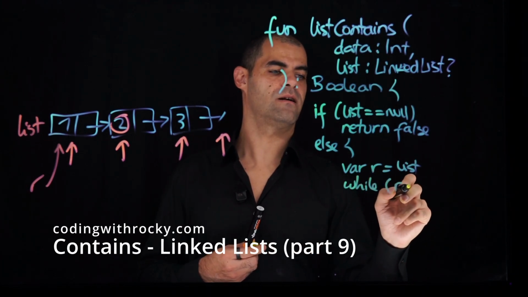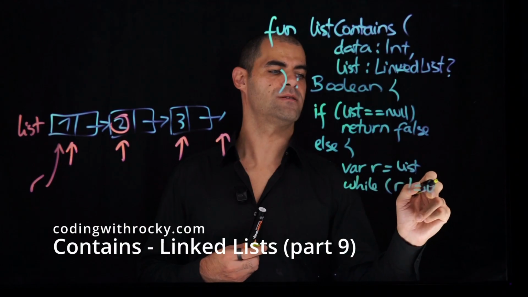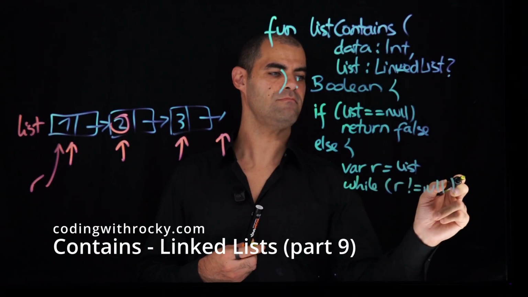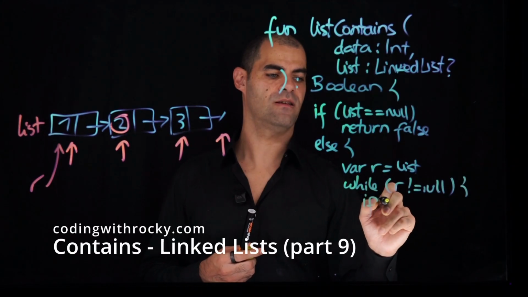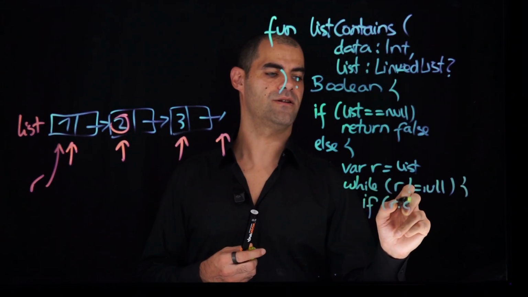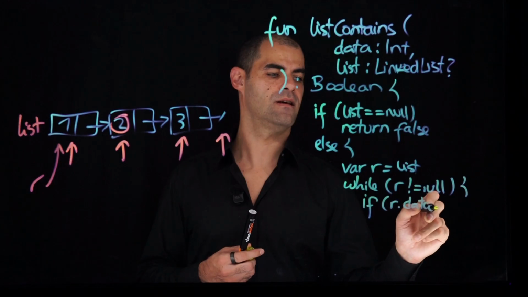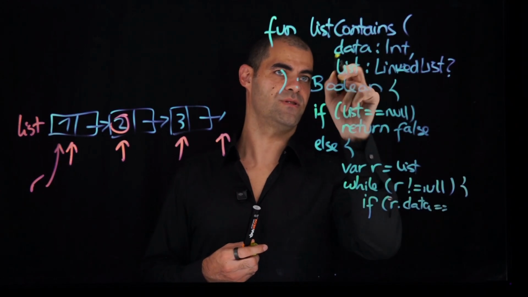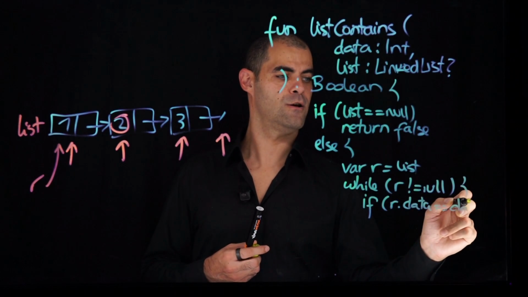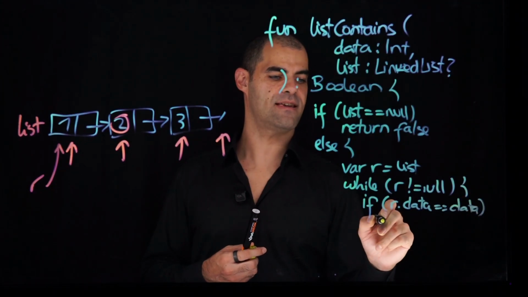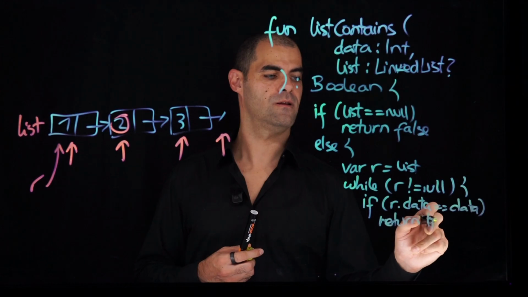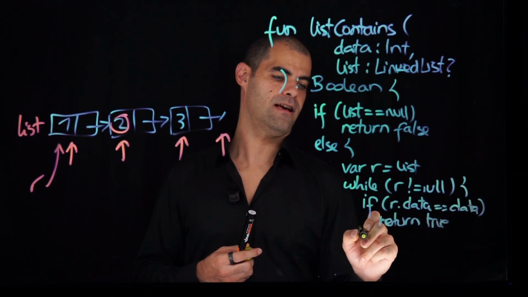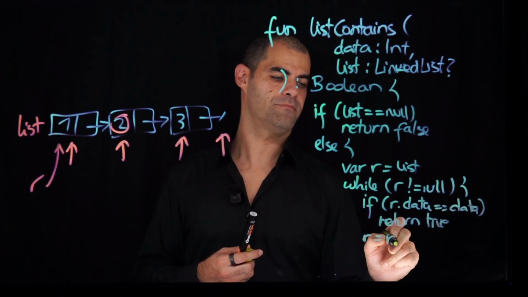while r is not null, we want to check if r dot data equals to this data. And if that's the case, then we return true. Otherwise, we just move on.